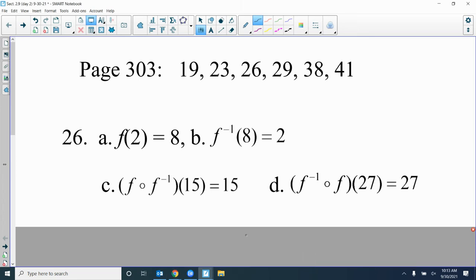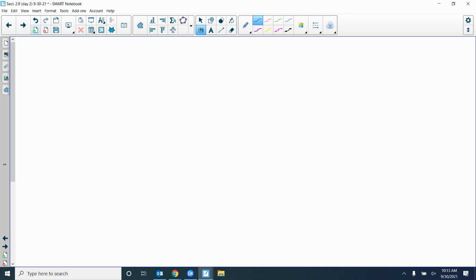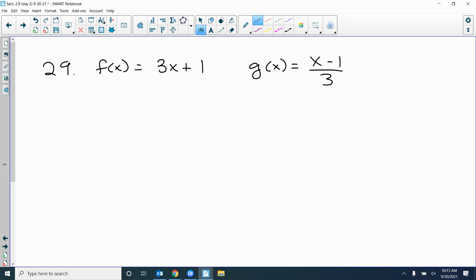All right, so you got your answers here. 29. What are the two functions, Hayden? f(x) equals 3x plus 1, and g(x) is (x minus 1) over 3. Like this. Is that right?